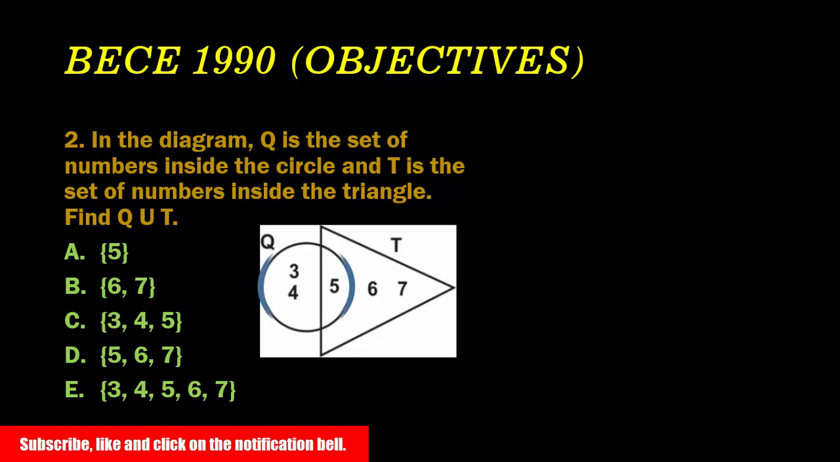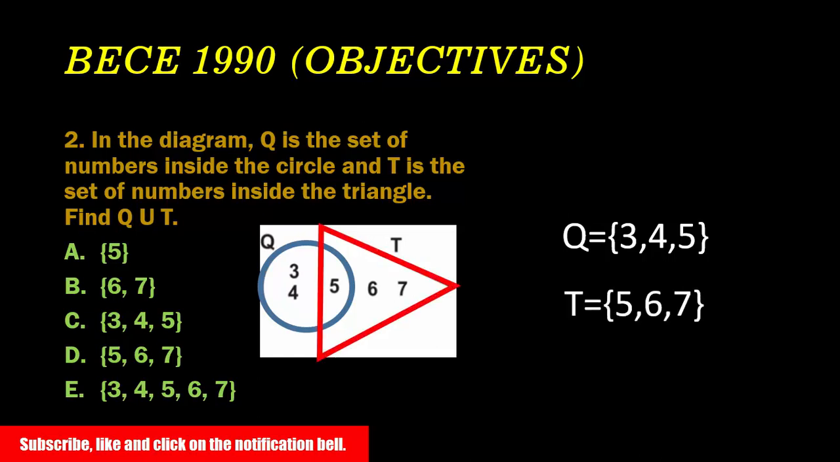Now, if you consider the circular portion, that is set Q, you realize we have the elements 3, 4, and 5. If you consider the triangular section, that is set T, you see the elements 5, 6, and 7. Now, if you merge both sets without repeating any of the elements, our Q union T will simply be 3, 4, 5, 6, and 7. So which option is the correct answer? This is obvious. Option E.